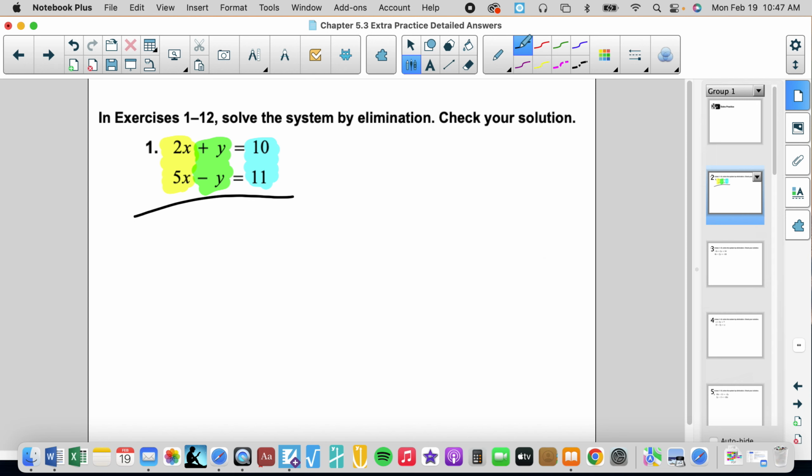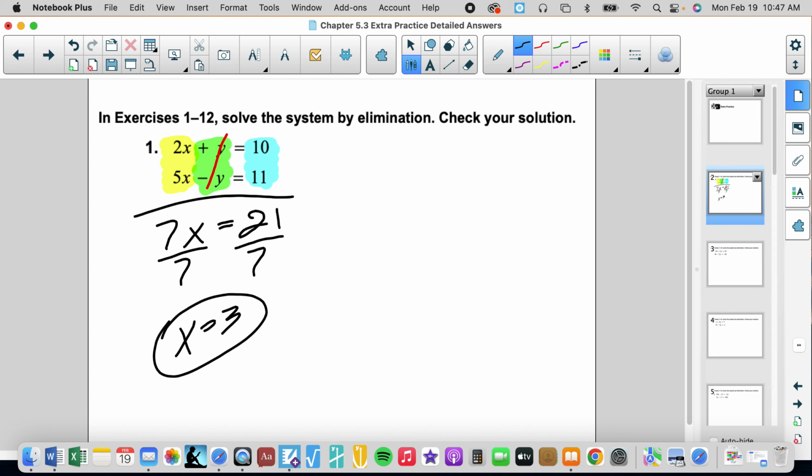We like this because what do we notice with the y's? They are opposite of each other. When they're opposite of each other, they will cancel. 2x and 5x make 7x. The y's cancel. And then we're left with 10 plus 11, which is 21. Divide by 7. x equals 3. Look how easy that was.